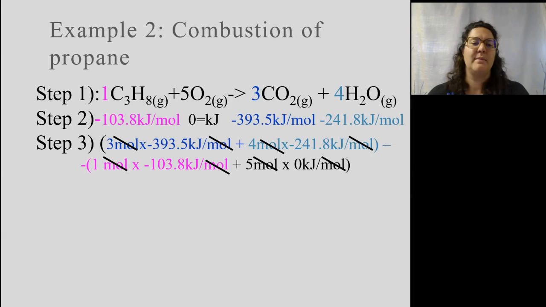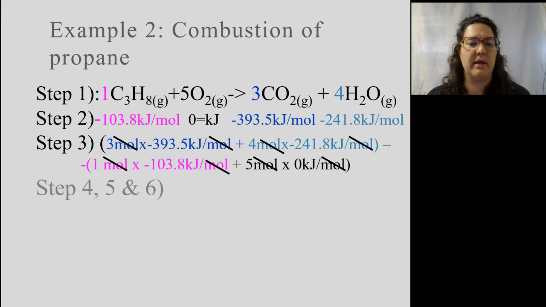When we look at the combustion of propane, we have our balanced equation: 1 mole of propane plus 5 moles of oxygen produces 3 moles of carbon dioxide plus 4 moles of water vapor. In step 2, we identify all the different heats of formation. For propane, we have negative 103.8 kilojoules per mole, oxygen 0, carbon dioxide negative 393.5, and water negative 241.8. You'll just know what carbon dioxide and water are because you'll use them so often.